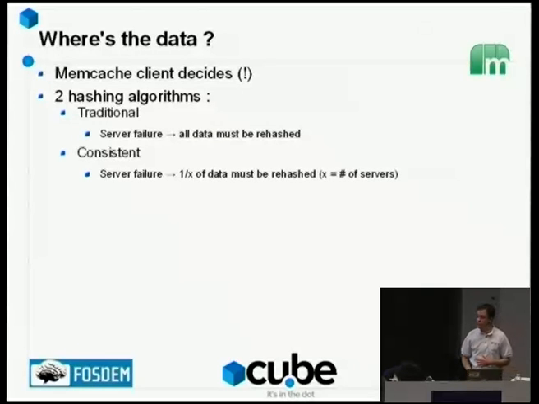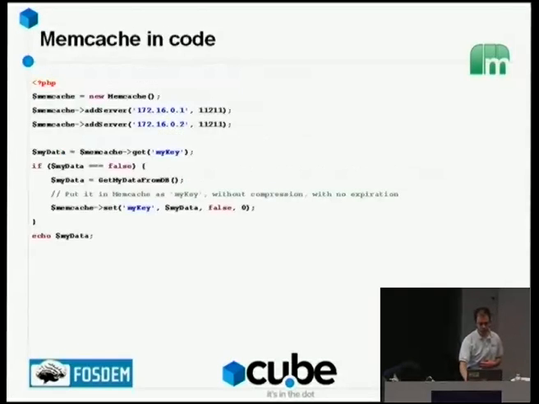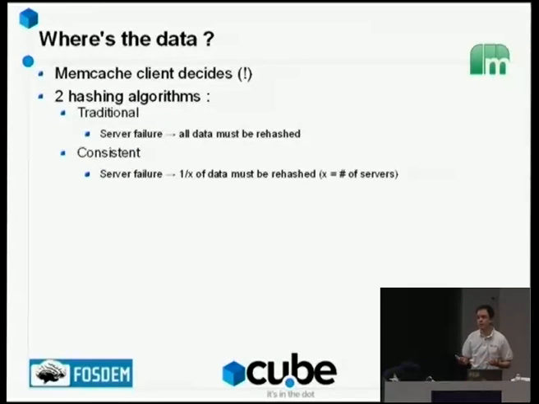Now, we have multiple servers. We added 2 servers in the previous slide. Where will the data be? In which of those 2 servers? Well, the funny thing is the client will decide. So in this case, PHP will decide where the data will be. It will not be the server. And it does that based on a hashing algorithm.